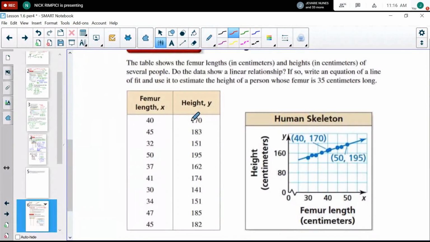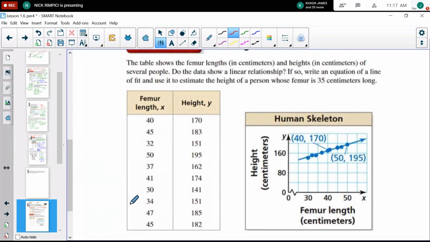So for example, 40, 170: 40 right, 170 up, it's right there. 45, 183: you can go to 45 and then up to 183. 32, 151: a little right of 30 and then up to 151. Here it is, etcetera. And they just plotted all the points.